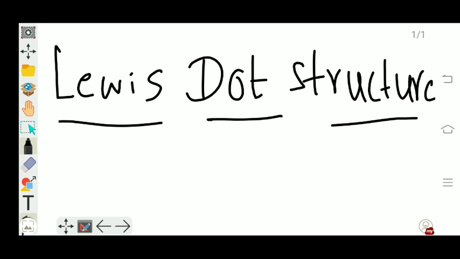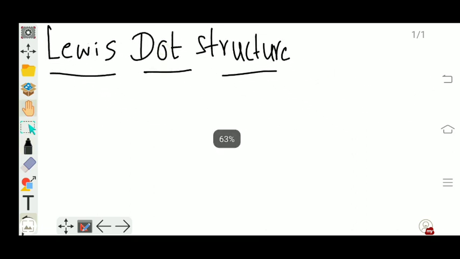Today I will teach you how to draw a Lewis dot structure. Before we start, I would like to cover some basic concepts which will help you understand it. The first concept is the electronic configuration. I think you are all familiar with the electronic configuration of some basic atoms like carbon, oxygen, nitrogen, chlorine and hydrogen.